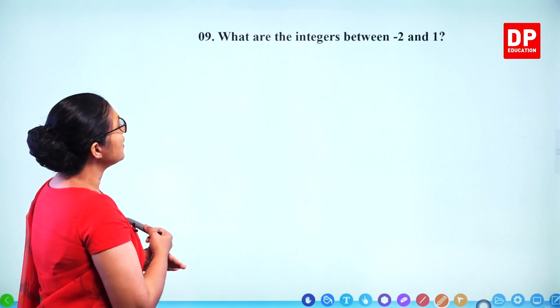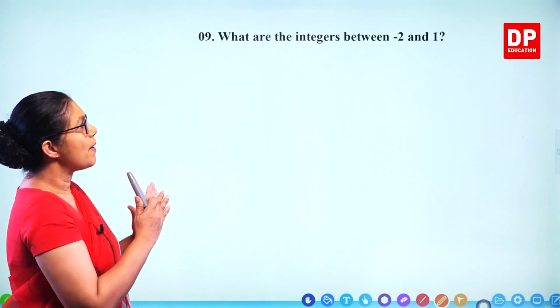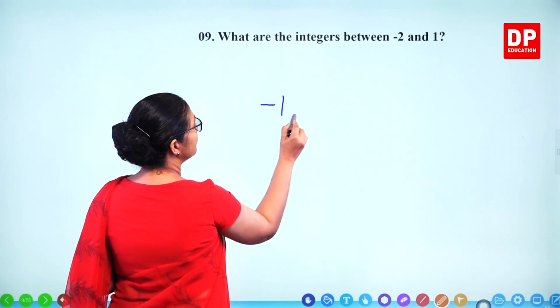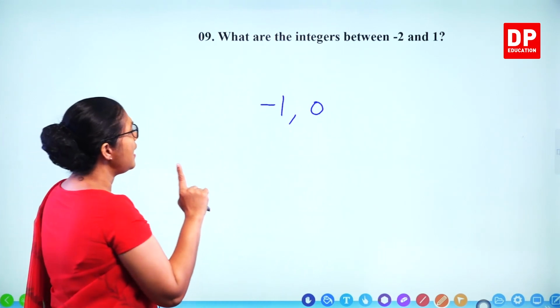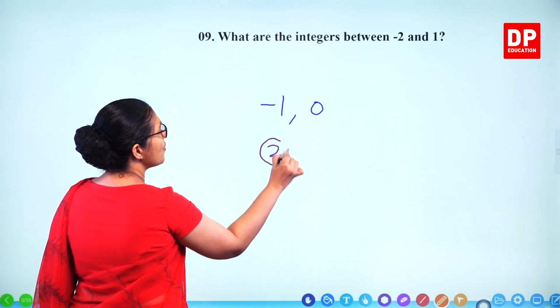Question number 9. What are the integers between -2 and 1? So -2 and 1 you can't take. So what's the next number? -1, 0. And you can't write 1 there. So only 2 integers, -1 and 0.